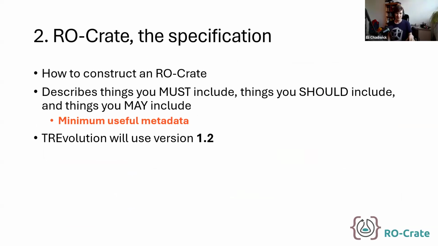The RO-Crate specification, we're not going to get into in this meeting, but it tells you how to construct an RO-Crate. It tells you what you must include, things you should include, and things you may include in the metadata. And the core idea is about making sure there's a minimum amount of useful metadata provided with your research outputs. And then you can add extra stuff if you like. But there's a core set of stuff that you must have that everyone who is reading RO-Crates will know to expect to be there. In TREvolution, we'll be using version 1.2 of RO-Crate, which is not absolutely finalized, but we are voting to release it tonight. So hopefully it will be finalized very, very soon.